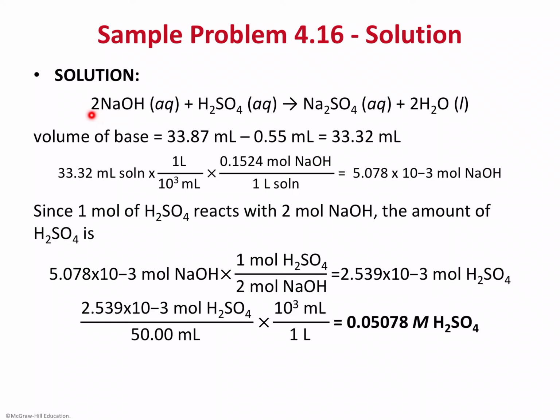Now the molar ratio is 2 moles of sodium hydroxide react with 1 mole of sulfuric acid. So you're going to use the molar ratio. This is the number of moles of sodium hydroxide. Molar ratio, 2 moles sodium hydroxide react with 1 mole sulfuric acid. So basically you divide this number by 2 because it's 2 to 1. Okay, that's the number of moles of sulfuric acid.